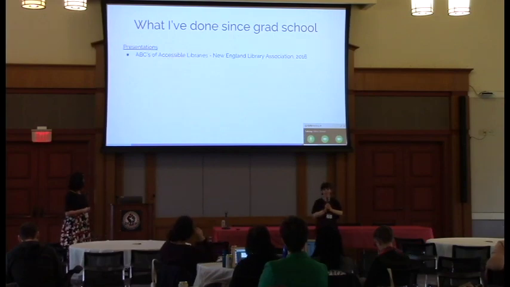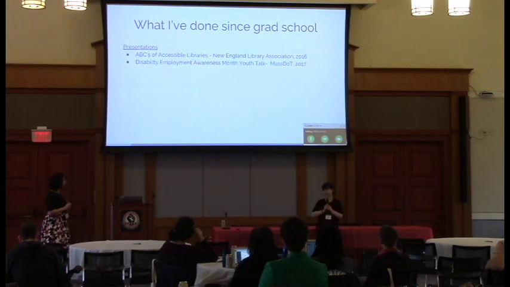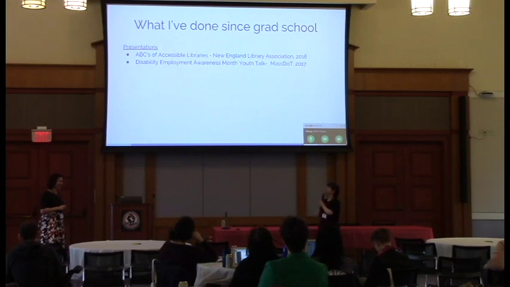So, a couple of things that I've done since graduating. The ABCs of Accessible Libraries was a 5-minute Ignite talk at the New England Library Association, basically relating one issue related to libraries to each letter of the alphabet. They're really hard to plan, let me tell you that now.